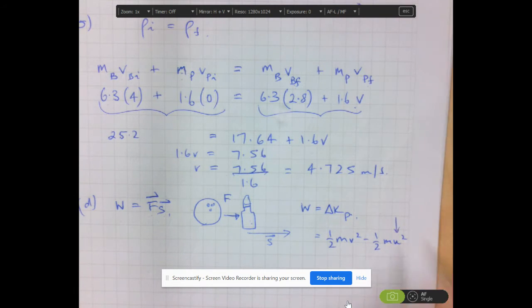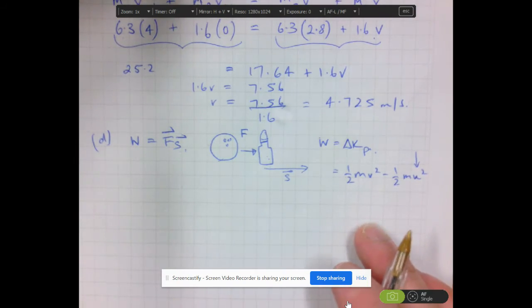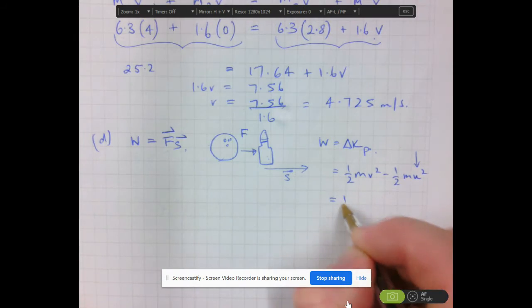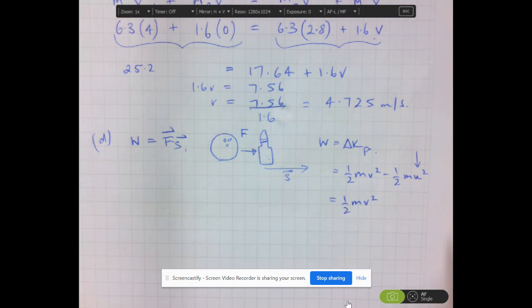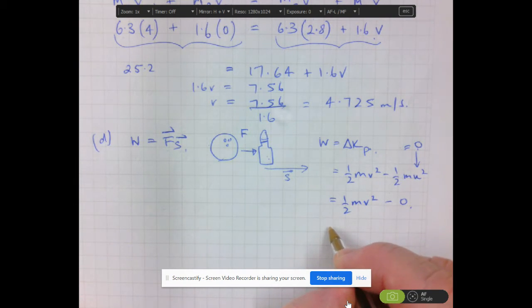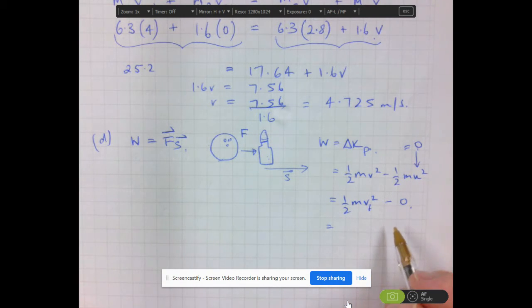Now, we know that initially the pin is 0. It's not moving. So we can simplify this to be just a half mv squared, because this part equals 0 up here. Okay, just put that in my formula so that it makes more sense. So this is the final velocity we want of the pin.